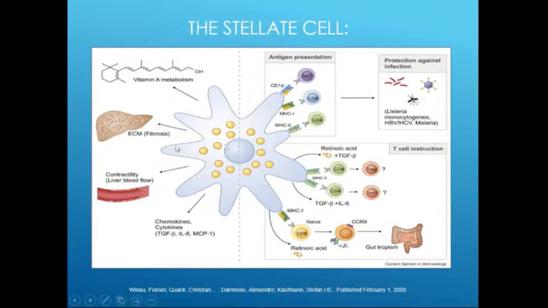On the right side of the cartoon, you'll see that many investigators have recently studied the stellate cell and shown that it's very important as an immunologic mediator as far as antigen presentation and actually protection against certain infections, including listeria and hepatitis B virus and hepatitis C virus, along with malaria. They've also found that it's very instructive in T cell instruction. So it functions both as an immunologic cell and also within the liver when activated as a marker of fibrosis and a cause of fibrosis.